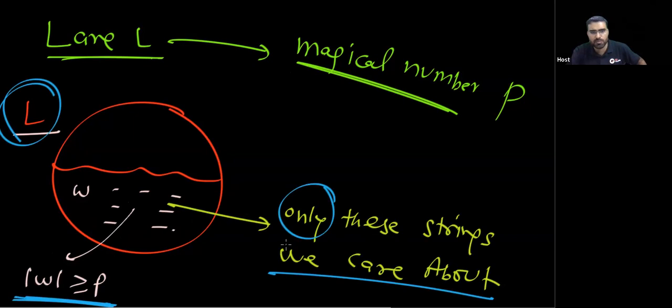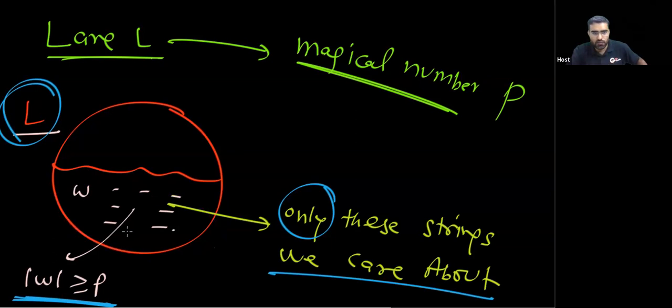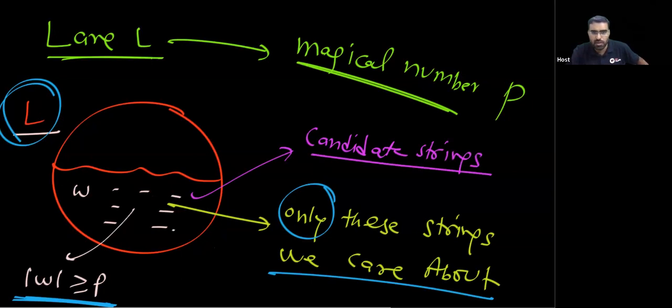And these strings must be pumped. Okay, is this point clear? These strings, only these strings we care about, and these strings must be pumped. For these strings, let's call them candidate strings, for a moment. Is this point clear? Because only these strings matter to us. Yes or no? Let's call them candidate strings.